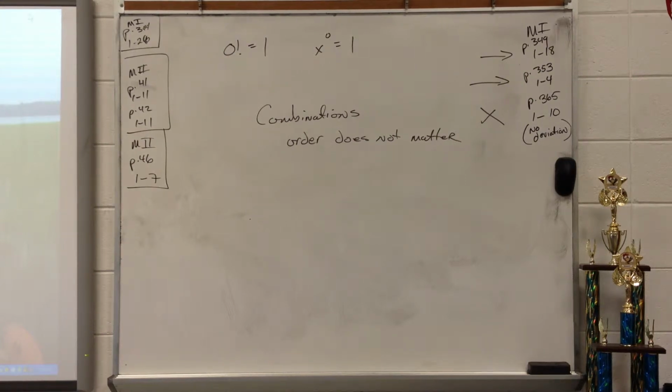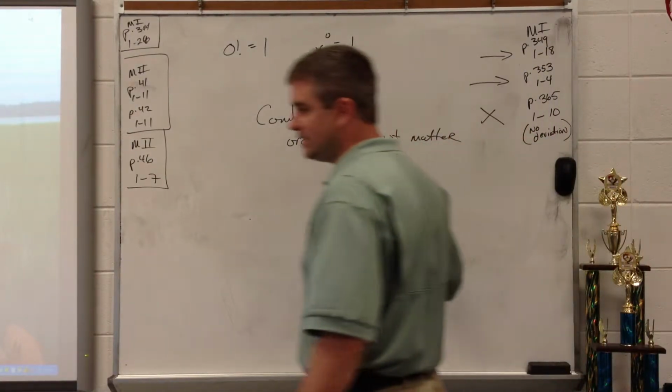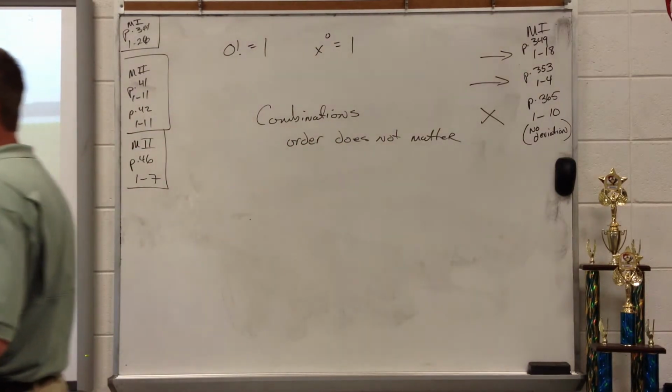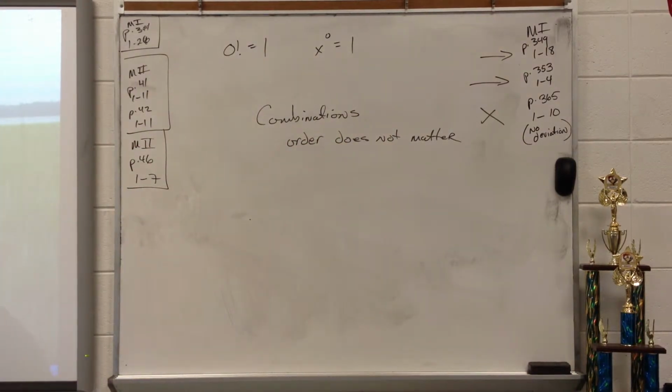All right, here we go. We're talking about 6.3. This is Math 1. Talking about combinations. We've said already that in combinations, order does not matter. So we need some specific examples of when combinations are different than permutations. Okay?